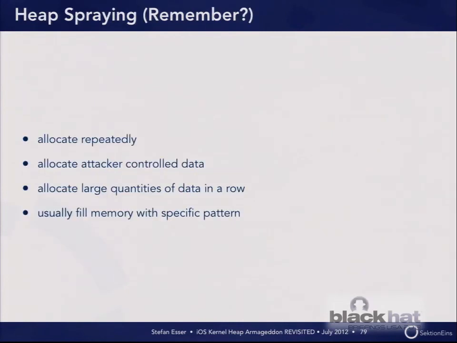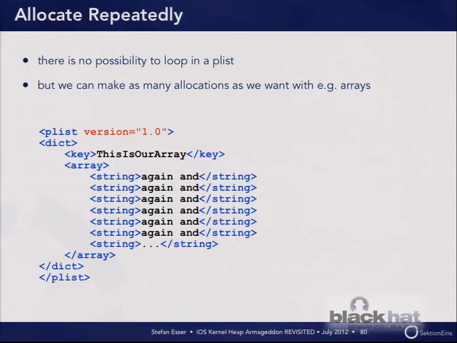Okay, so how is it useful? Let's look back at heap spraying. Remember, we want to do these four things. We want to allocate repeatedly. We want to allocate attacker-controlled data, large quantities, and fill it with a specific pattern. Unfortunately, there's no way to loop inside the plist. So if you want to allocate large quantities, in this case we use an array. We just create an array with many elements. So when you pass that to the kernel, it will first create a dictionary, then inside the dictionary again an array, and inside the array will be a lot of strings.